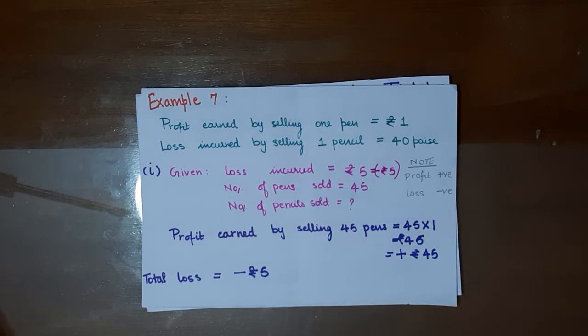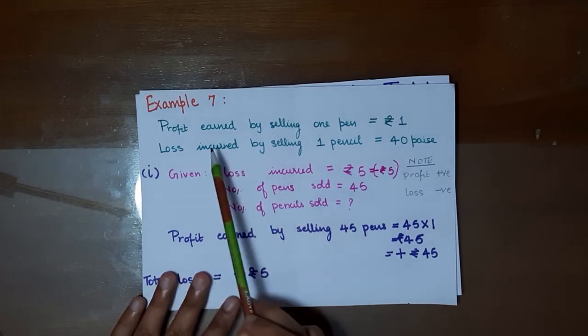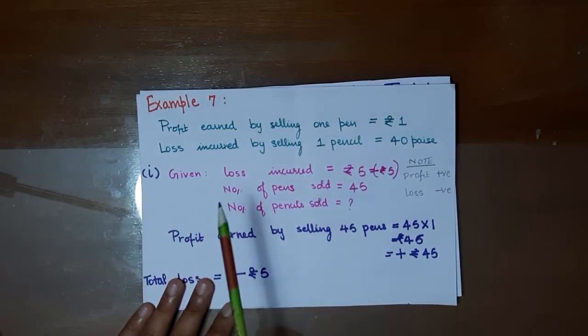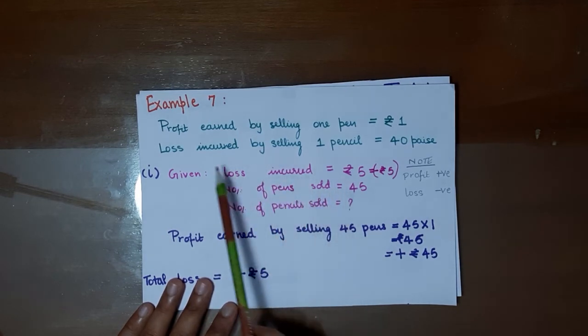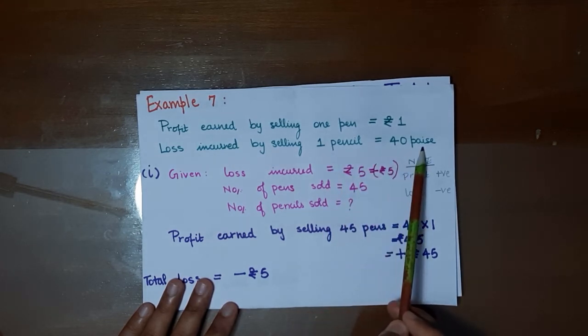Example 7. A shopkeeper earns a profit of rupees 1 by selling one pen. Profit is always represented by a positive integer, and loss is always represented by a negative integer. So first, what is given: a shopkeeper earns a profit of rupees 1 by selling one pen. Profit earned by selling one pen is rupees 1, and a loss of 40 paisa per pencil while selling pencils of her old stock. So loss incurred by selling one pencil is 40 paise.